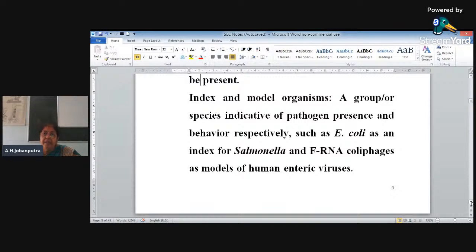Now, FRNA coliphages, if they are present, coliphages means what? The viruses which eat bacteria. There are three types of viruses: animal viruses, plant viruses, and bacterial viruses. Animal viruses will infect animal cells, including human cells, like coronavirus is an animal virus. SARS virus is an animal virus. Nipah virus is an animal virus.